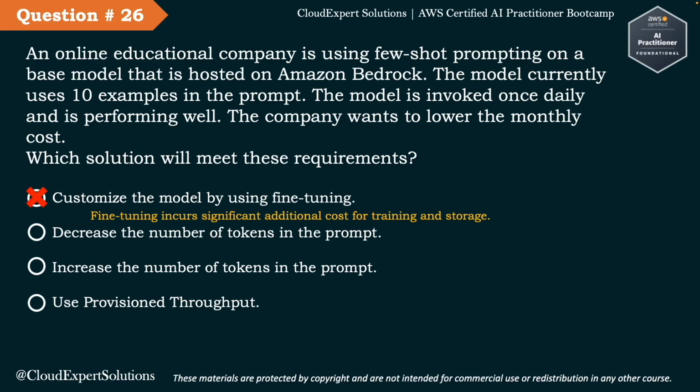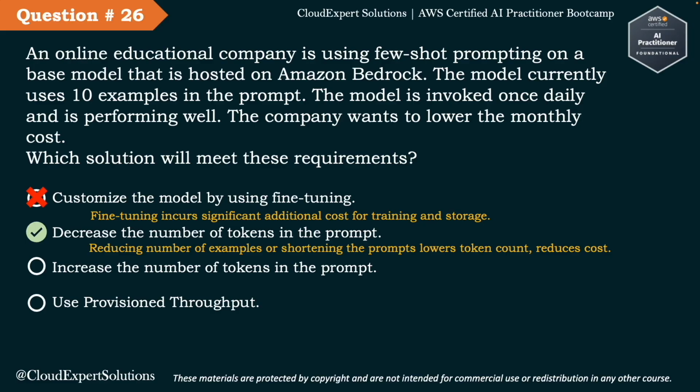Option number 2, decrease the number of tokens in the prompt. If you reduce the number of examples or shorten the prompt, it will lower the total token count, which will directly reduce the inference cost in Amazon Bedrock. Since the model is performing well, you can optimize the cost without retraining or changing throughput settings. That is why this is a potential correct option. Let's park it and review the remaining options.